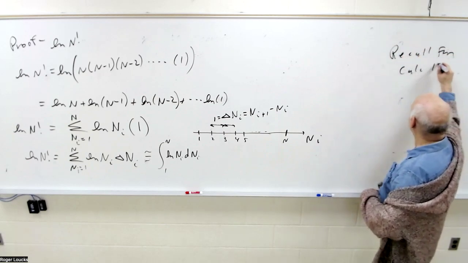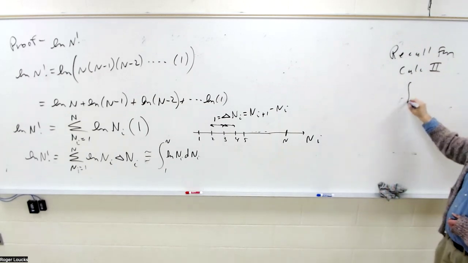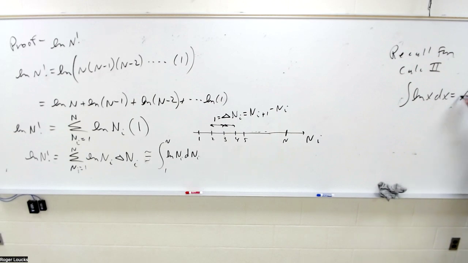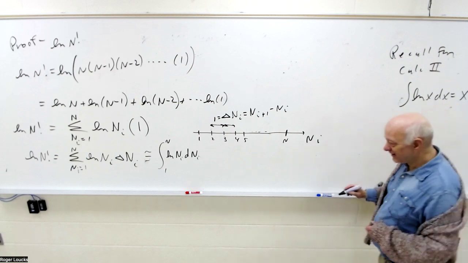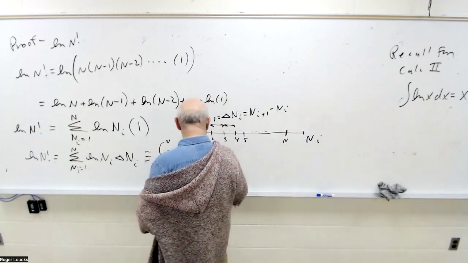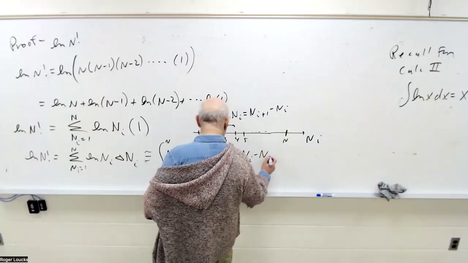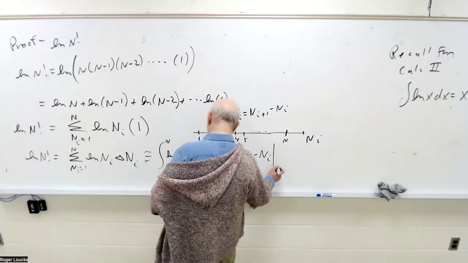Recall, you don't really get this integral a lot. The integral of ln x dx is x ln x minus x. Wow, okay, crazy. So what do I get? I get n ln n minus n, from 1 to n.